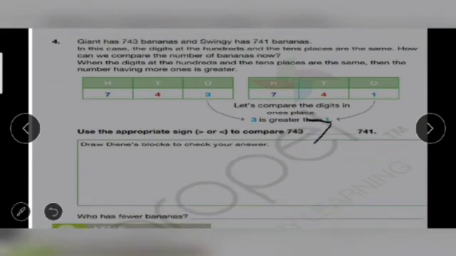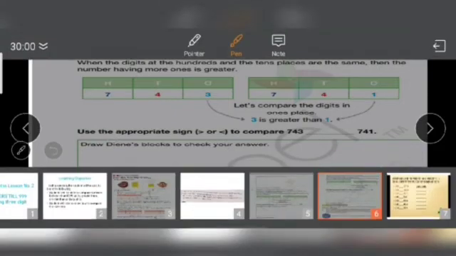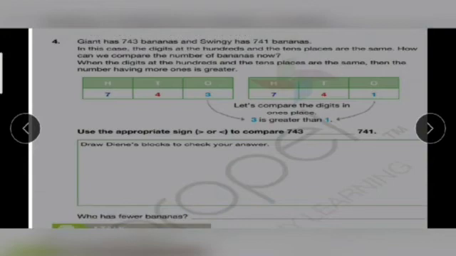See here, 743 is greater than 741. Here again we have to draw the Dienes block or base 10 block to cross check our answer. Now we can say who has more bananas? Giant has more bananas. Who has fewer bananas? The Swingy has fewer bananas, like 741.